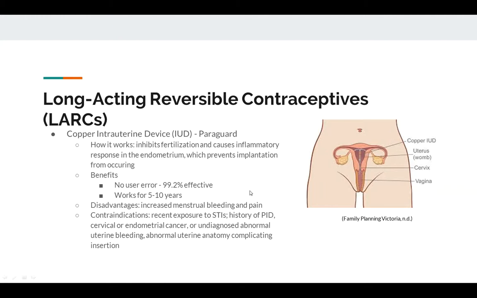The nice thing about this one is it can work for up to 10 years. I believe it's only approved in the United States for 7 years, but we do believe they can work for up to 10 years. And there are some patients in whom it's not a good idea. For example, a history of pelvic inflammatory disease, pelvic cancers, abnormal uterine bleeding, because it can increase bleeding, and any anatomy that might make it hard to insert.